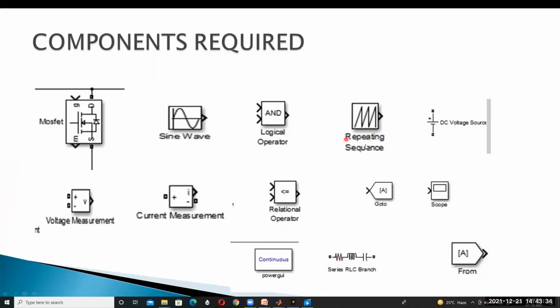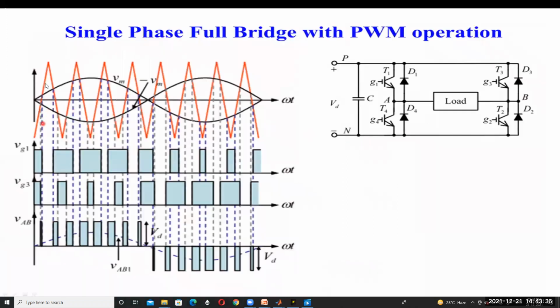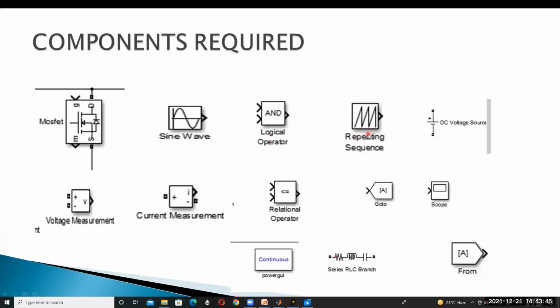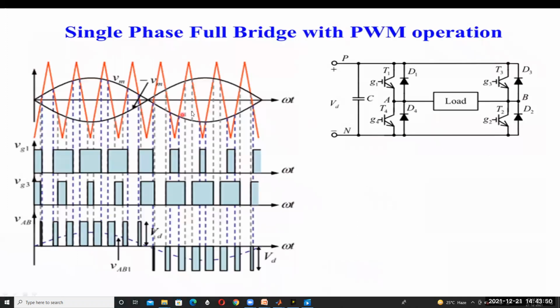The repeating sequence is called a triangular waveform reference signal. The carrier signal is called a repeating waveform. That can be generated by taking the repeating sequence block in MATLAB. So we'll generate what's called a triangular waveform.